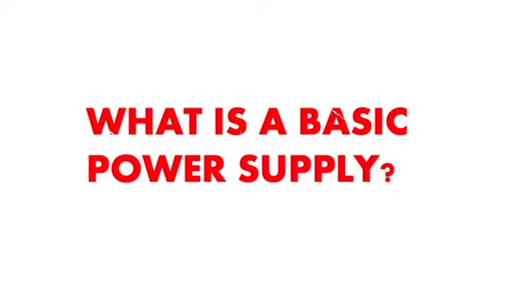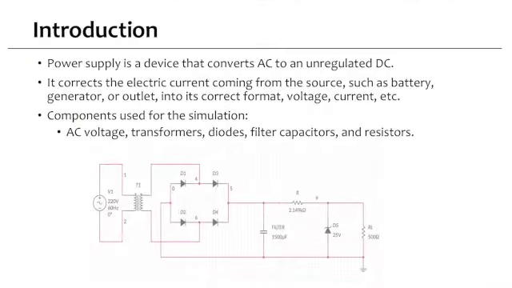Basic power supply. A power supply is a device that converts AC to unregulated DC. This is important because aside from converting AC to DC, a power supply also corrects the electric current coming from the source. So the components that we used in the simulation are AC voltage, transformers, diodes, filter capacitors, and resistors.